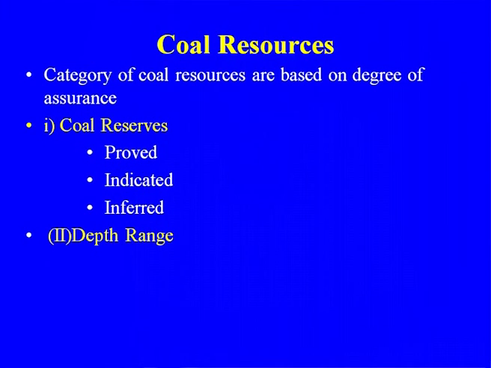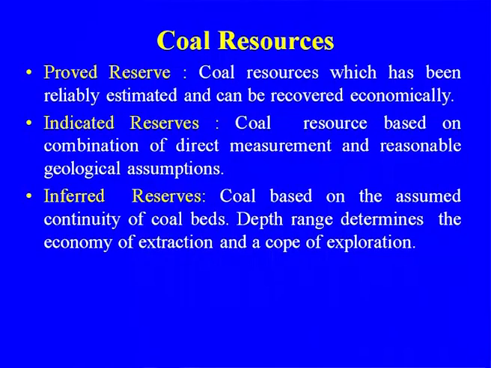Coal resources. Categories of the coal resources are based on the degree of assurance, that is the coal reserve, proved, indicated or inferred, or the depth range. So these are the two bases for the categorization of the coal resources. Let us discuss the definition of the proved reserve or the indicated reserve. Proved reserve is the coal resource which has been reliably estimated and can be recovered economically. Indicated reserve means coal resource based on the combination of direct measurement and reasonable geological assumption. Then the inferred reserve is coal based on the assumed continuity of the coal beds; depth range determines the economy of the extraction and the scope of the exploration.